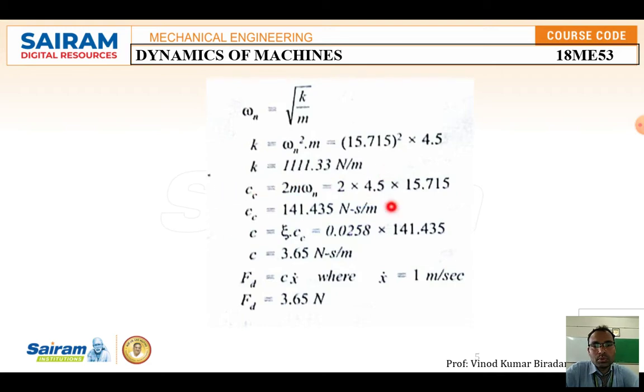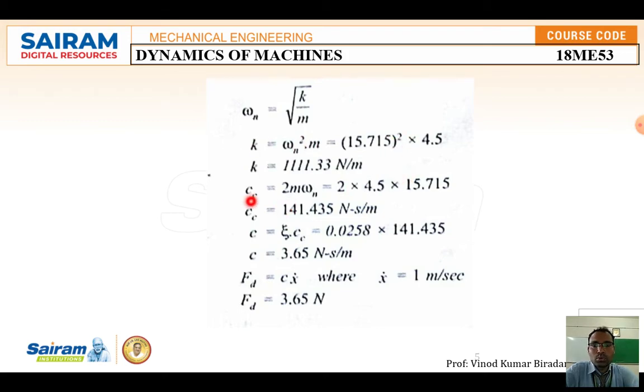Okay, so this we calculated. Once you know this cc, you can easily calculate the c, the dashpot, that is the damper. The formula is c is equal to zeta into cc. Zeta also we calculated, cc we know, substitute here, you are going to get the damper value equal to 3.65 newton second per meter. So now we have calculated all the k value, cc value and c value. The main thing is we need to calculate this.